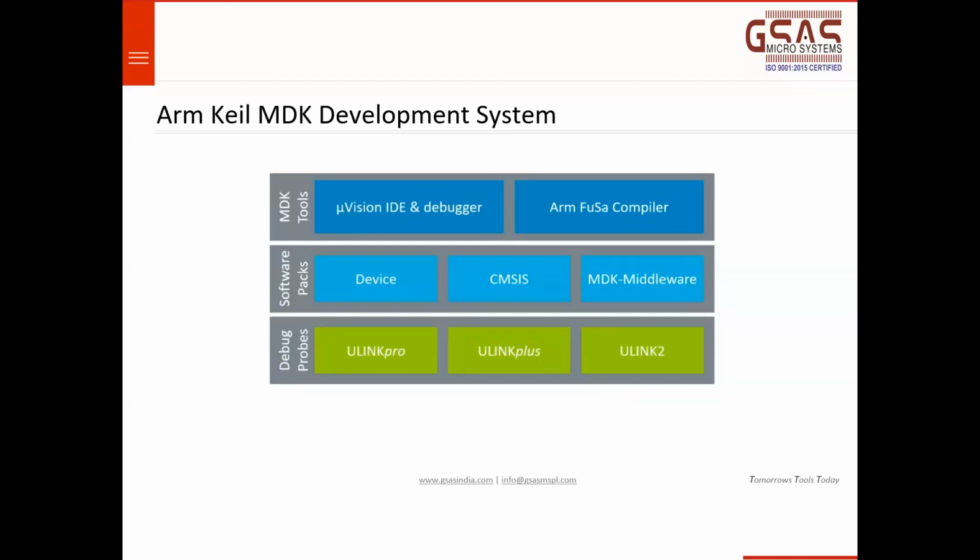So when we talk about the ARM MDK development system, what does this comprise of? It comprises your MDK tools. It has the ARM FuSa compiler. This particular software demo version is available for download from the Keil site, but it has a demo limitation of 32 KB. When you download that software, you will get the Microvision IDE and debugger with the ARM FuSa compiler. I'll come to what it is. For now, just take it as the ARM compiler. Then you have software packs. With the demo version, you'll get the IDE, compiler, debugger, which is the GUI debugger, and the pack installer. So what is the pack installer?